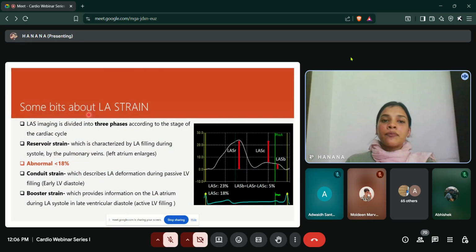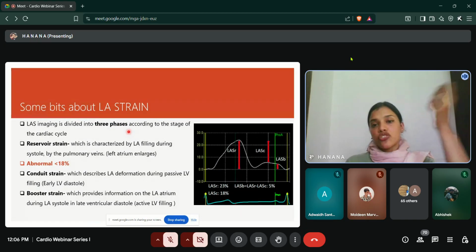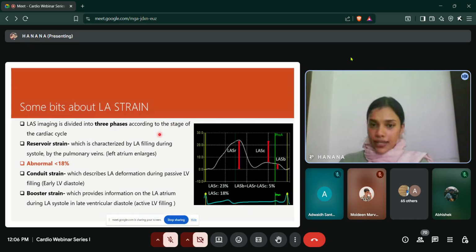Okay, some bits of LA strain. We are talking about details of the LA strain, what is actually given out in an LA strain view. LA strain imaging is divided into 3 phases. There will be 3 phases for an LA strain according to the stages of the cardiac cycle.